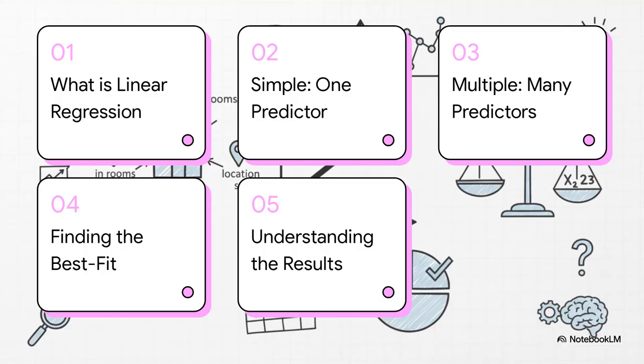So here's our game plan. We're going to break down what linear regression actually is. We'll start simple with just one predictor, and then we'll power it up with many predictors. After that, we'll look at how it finds the so-called best fit line. And finally, we'll learn how to actually read the results.